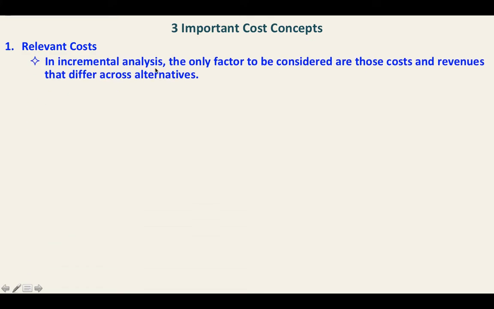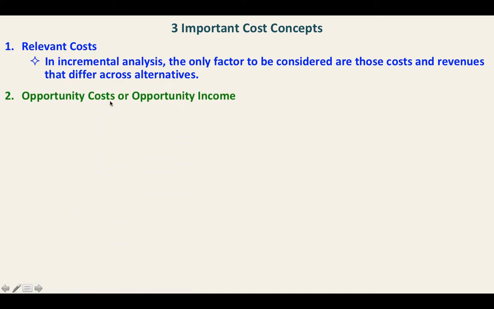In incremental analysis, the only factors to be considered are those costs and revenues that differ across alternatives. Meaning, if the costs and revenues are the same on each alternative, we don't have to consider that. It's only those costs and revenues that differ. Okay?